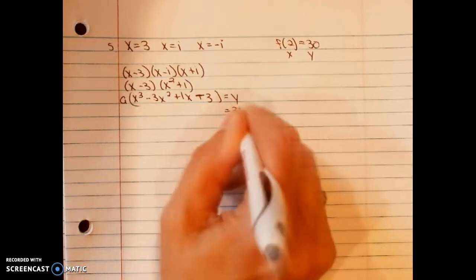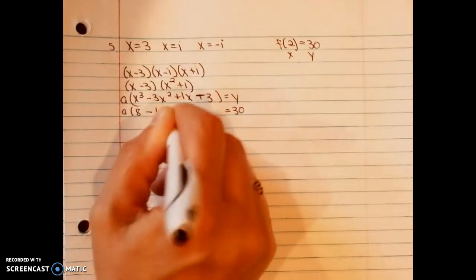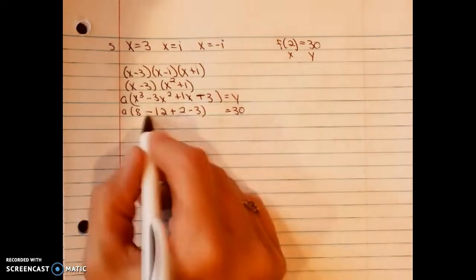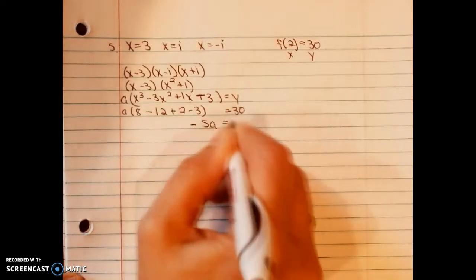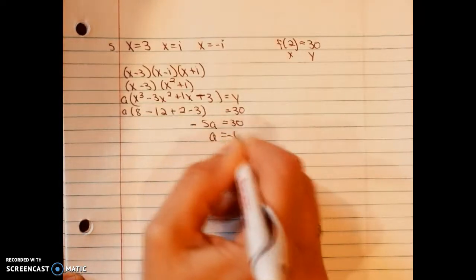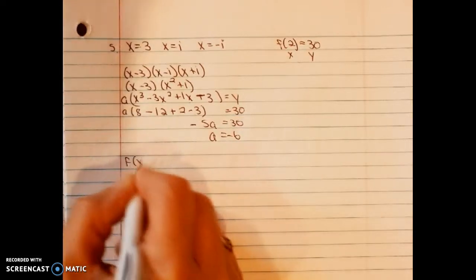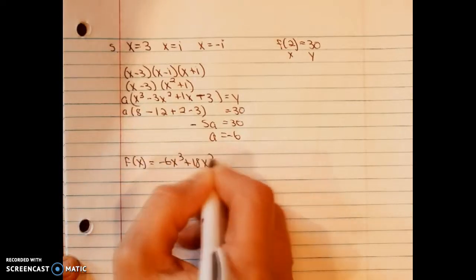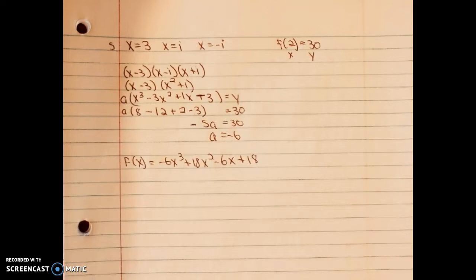We've got 30, plugging in 2. I've got 8 minus 3 times 4, which is 12, plus 2 minus 3. I'm going to simplify that up. Negative 4 and negative 1 is negative 5a equals 30. A is equal to negative 6, so I'm going to take negative 6, put that out in front, and distribute. Negative 6x cubed plus 18x squared minus 6x plus 18. I'm going to confirm my answer is correct.